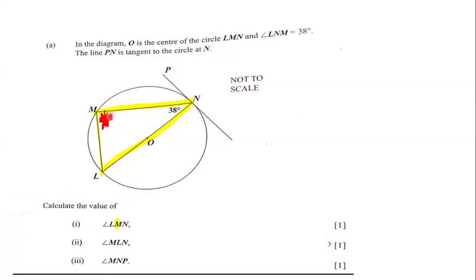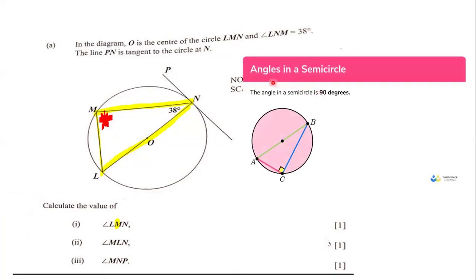In order to figure out the size of this angle, we're going to use the theorem, angles in a semicircle. It states that the angle in a semicircle is 90 degrees. Notice that we have the diameter AB, and the diameter AB cuts this circle into two halves. So this is a semicircle, and this is a semicircle. And the angle that is in a semicircle is 90 degrees.